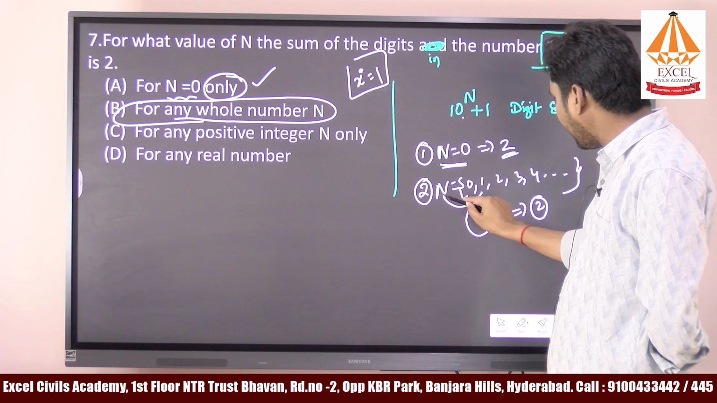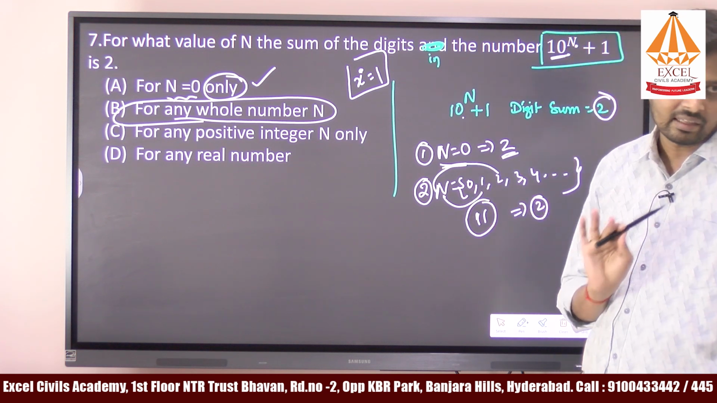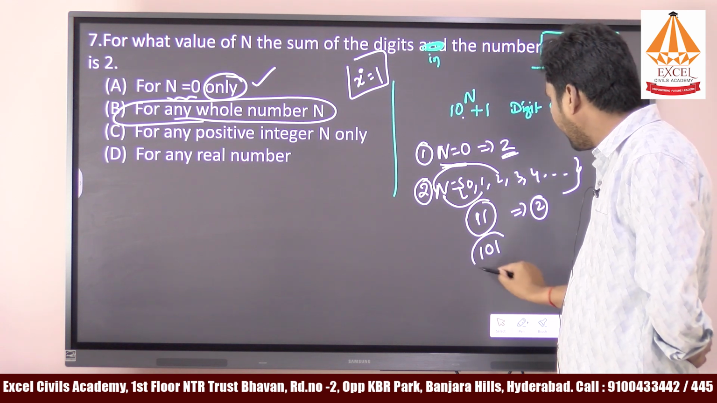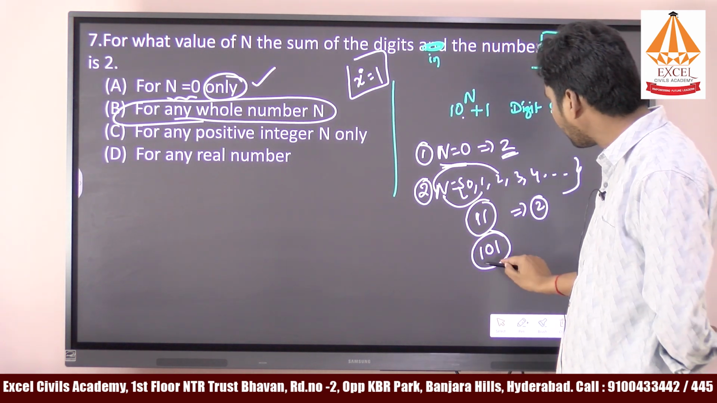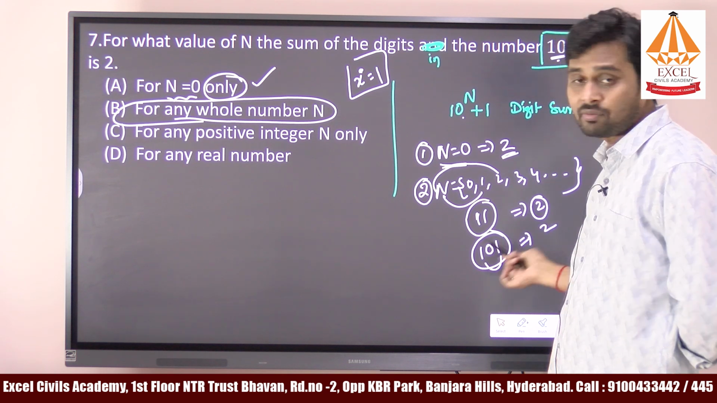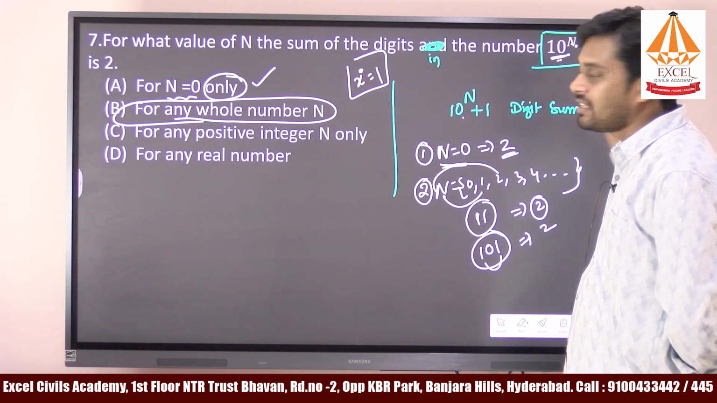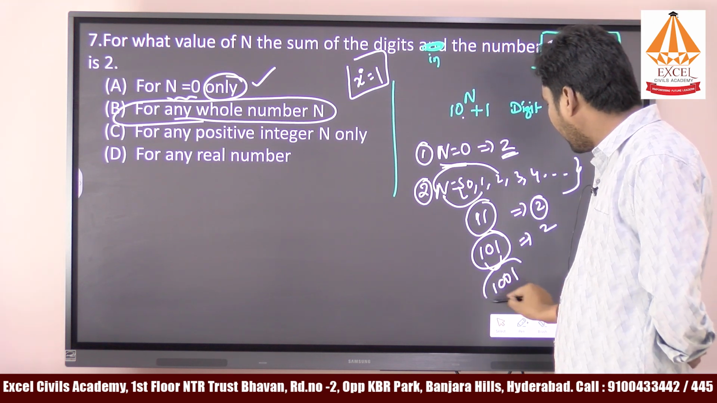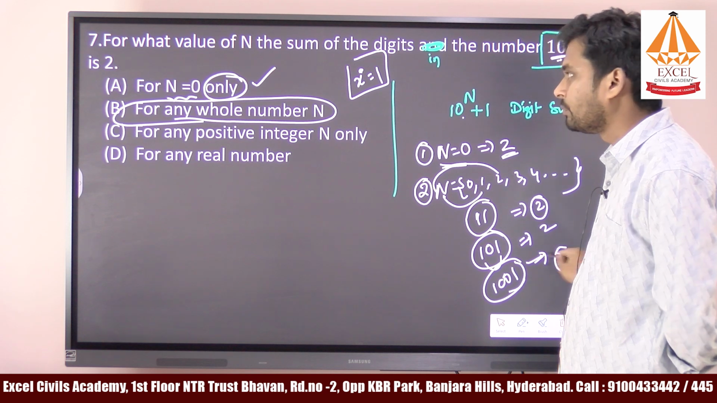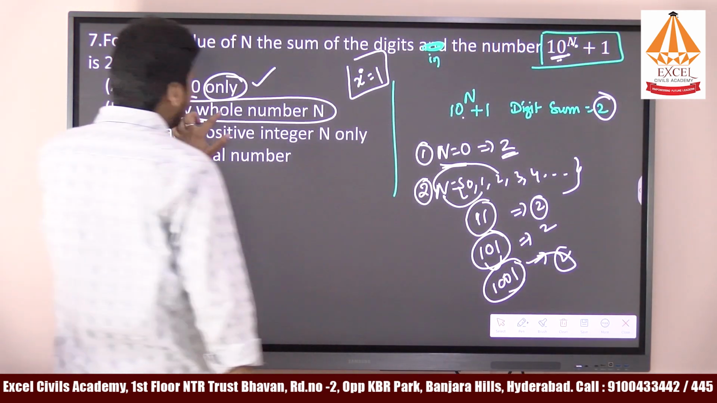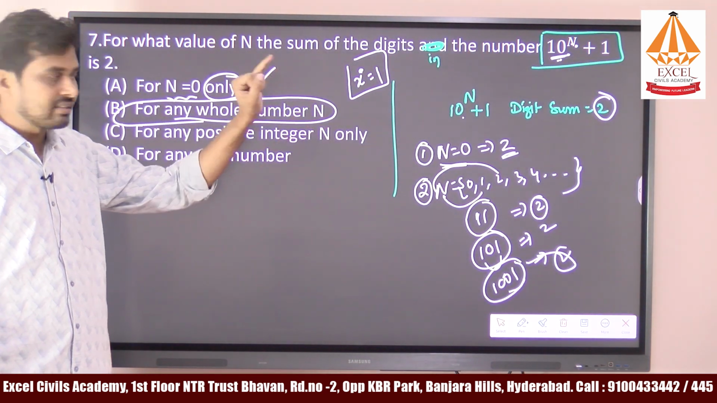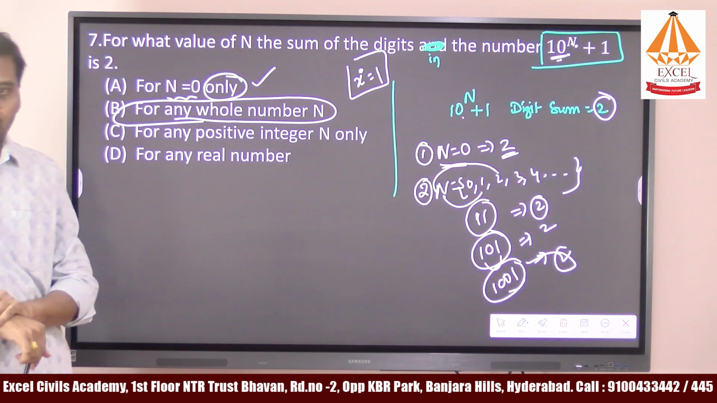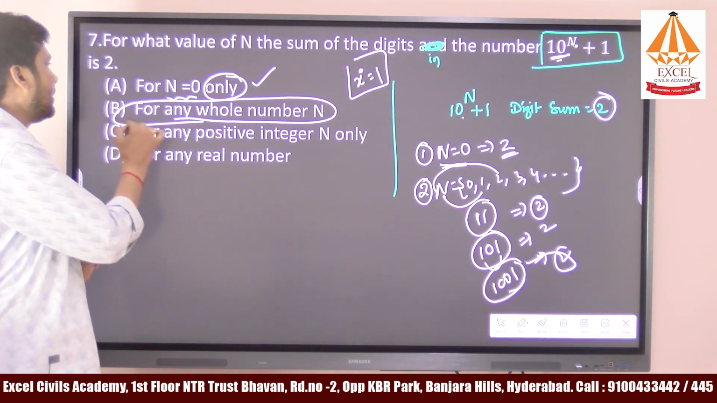If I take n is equal to 2, 10 square is 100, 100 plus 1 is 101. Even in this case the digit sum is 1 plus 1, 2 only. Suppose n is equal to 3. Then 10 cube is 1000, 1000 plus 1 is 1001. Again the answer is 1 plus 1 is 2. So which means if you take any whole number value n, from n is equal to 0 to any number, you still get the total digit sum as 2. So option B is the correct answer.